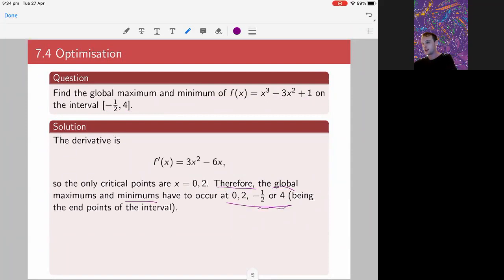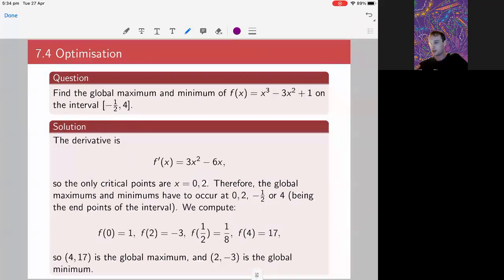And remember again, the reason I've included -1/2 and 4 here is because those are the endpoints of this particular interval. So now that we've got 4 candidates, we simply need to test them all out. I won't go through these computations in great detail, but we find that if we plug in 0, the output is 1. If the input is 2, the output is -3. If the input is 1/2, the output is 1/8. And if the input is 4, then the output is 17.